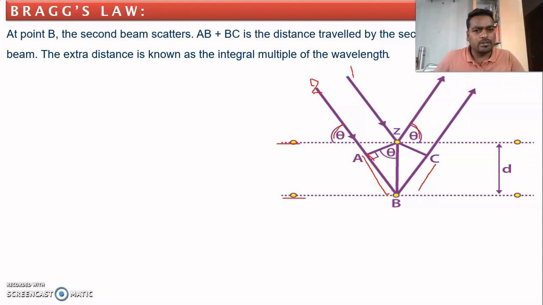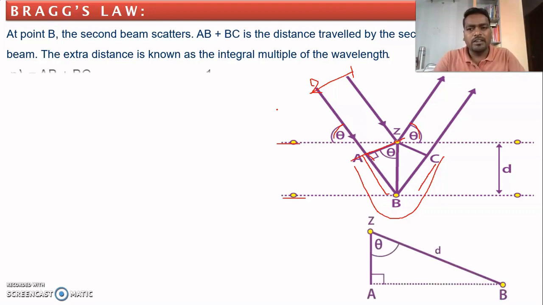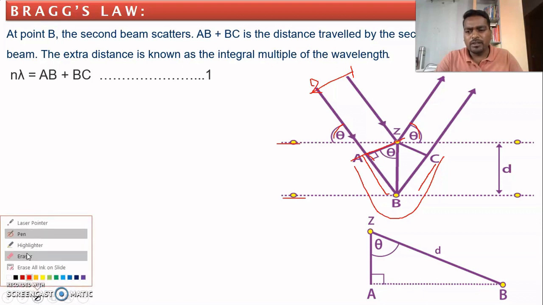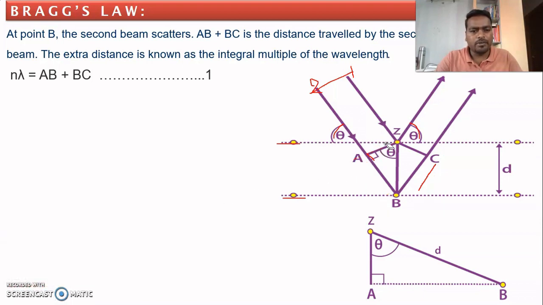Observe the figure, dear students. These are the same distance, but this is the extra distance, AB plus BC. It is traveled by the second wave. So this extra distance traveled by the second wave, according to Bragg's equation, is equal to n lambda, an integral multiple of lambda. Why is it called an integral multiple of lambda? Because you just observe here.